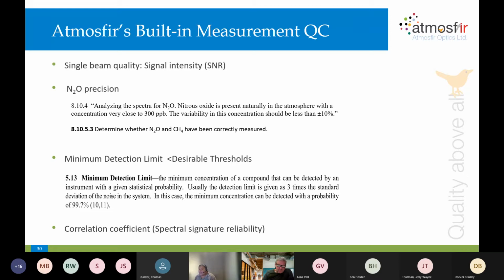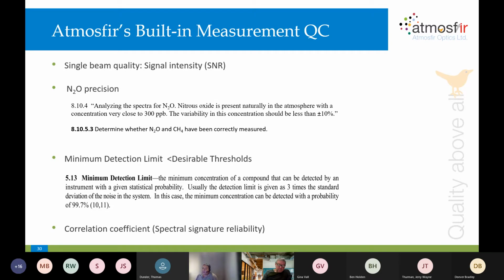The second thing we want to make sure of is that our detection limit is less than the threshold, or the desirable threshold, that we need to measure. Otherwise, our results or our instrumentation are meaningless. And what is the minimum detection limit? Again, we can go to the official method, and it says the detection limit is usually given as 3 times the standard deviation of the noise of the system. So now we can compare different manufacturers and different solutions.